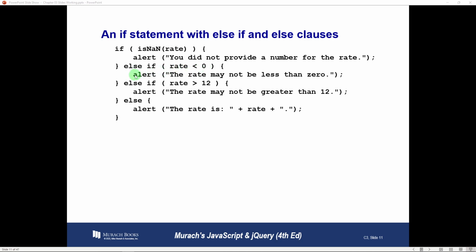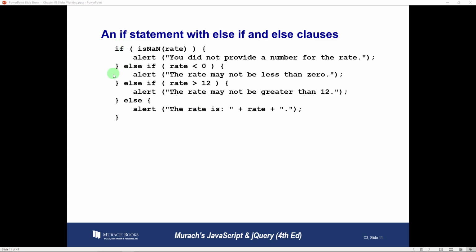That is true. This line of code within this block of curly braces, the rate may not be less than 0, will execute. Nothing else in the chain will be tested and nothing else will execute. So the block of code that follows the first true statement executes, and then everything else gets skipped. If none of these tests true, the else statement will always run. And that'll end that block of code.